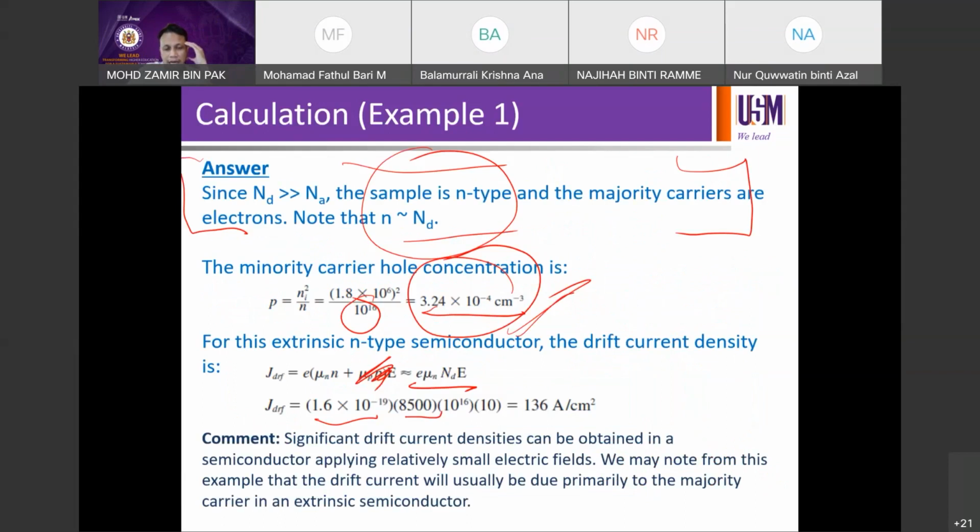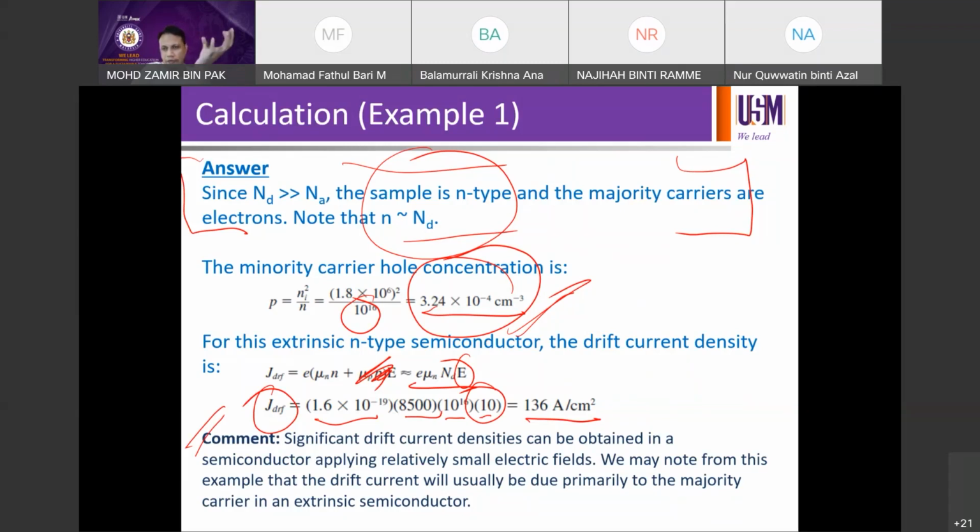So mu is given, ND is given as 10 to the 16, and the electric field is given as 10 volts per centimeter. Therefore, your J drift is dominated by electrons, and that is given by 136 amps per cm squared. Let's have a look at the comment down here before we stop. Significant drift current densities can be obtained in a semiconductor by applying a relatively small electric field. This is considered quite small. We may note from this example that drift current density will usually be primarily due to the majority carriers in an extrinsic semiconductor.